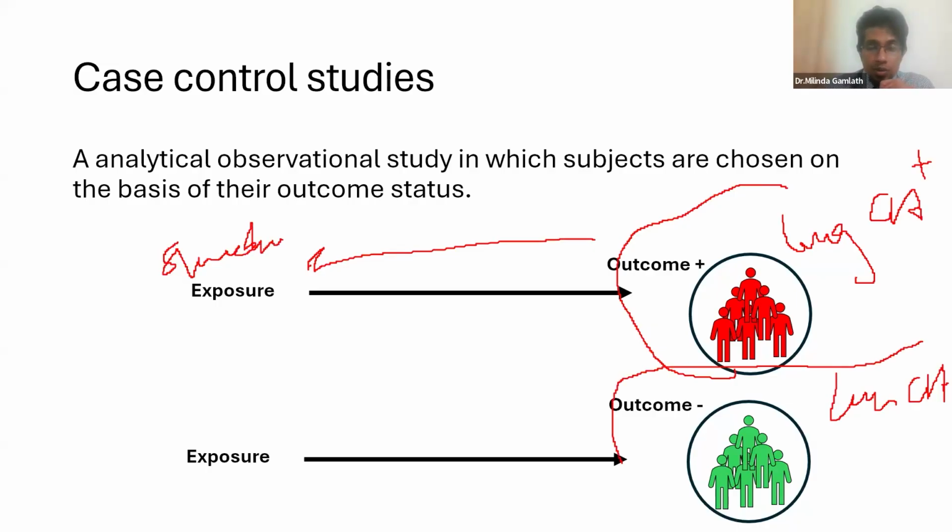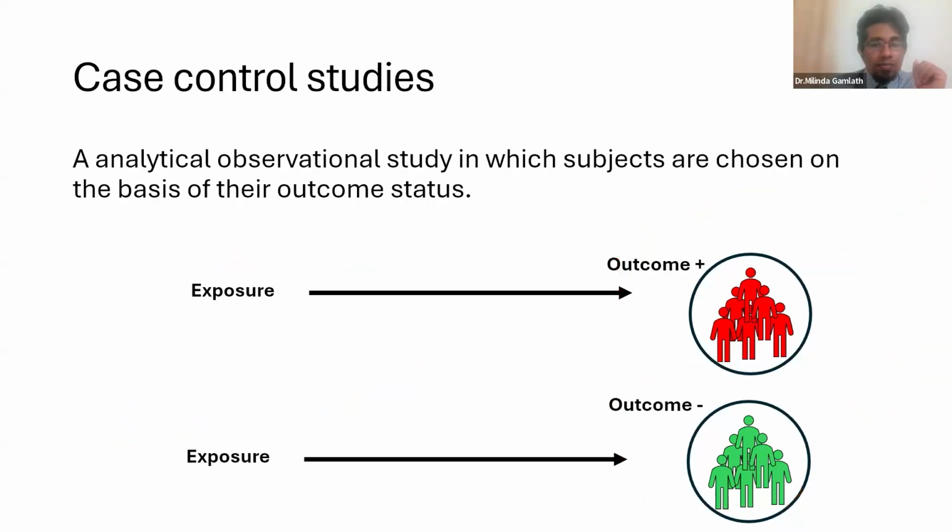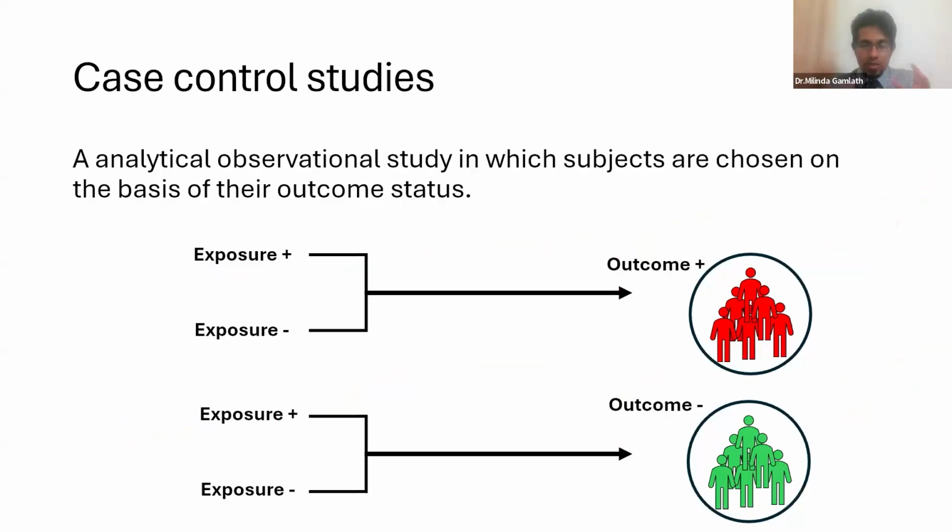Among the people without lung cancer, how many of them have a history of smoking? You choose the subjects based on their outcome status. So that is the difference between a case control study and a cohort study. If you do it like this, in the people with the disease, with lung cancer, you will have some people who have smoked and some who haven't. In the people without lung cancer, you will also have people who have smoked and who haven't smoked.